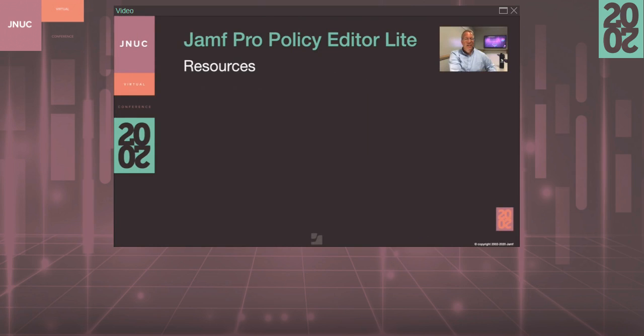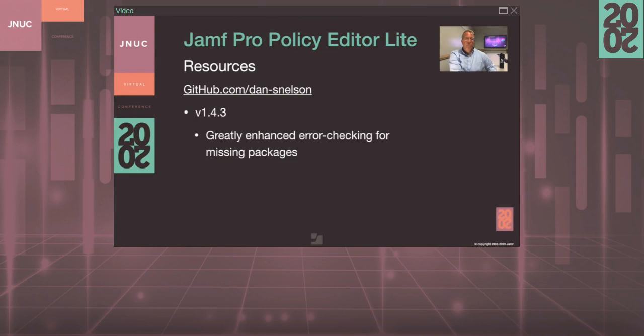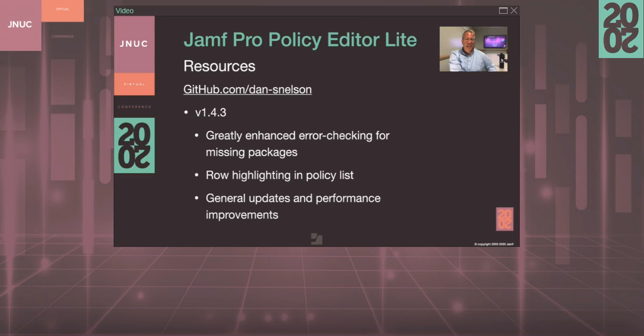Well, that's it. The script is available on GitHub. Version 1.4.3 offers greatly enhanced error checking for missing packages, row highlighting in the policy list, and general performance improvements. I hope that you find Jamf Pro Policy Editor Lite useful, and I hope you enjoy the rest of JNUC. Thanks for your time.